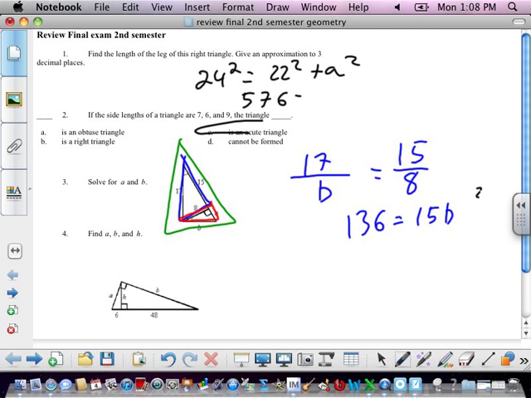And we get 9.06 equals b. Oops, not 9, equals b. Sorry.